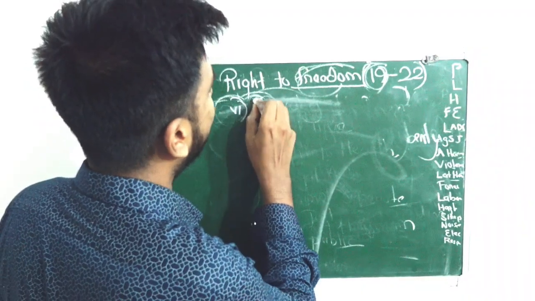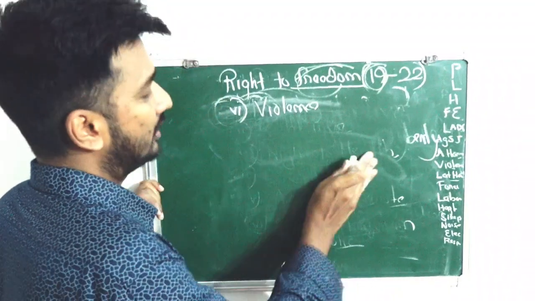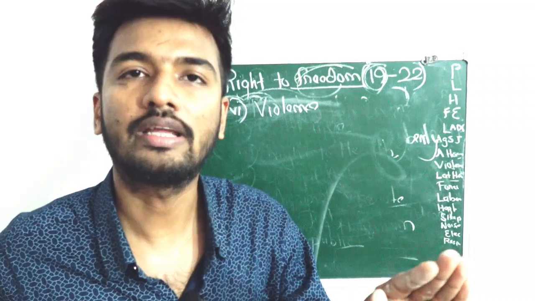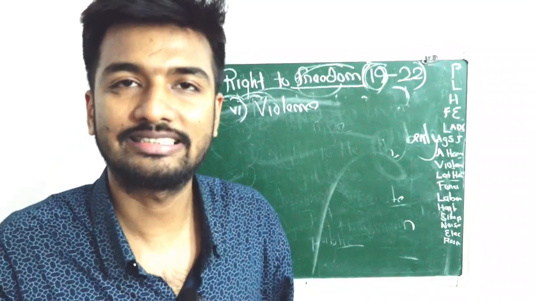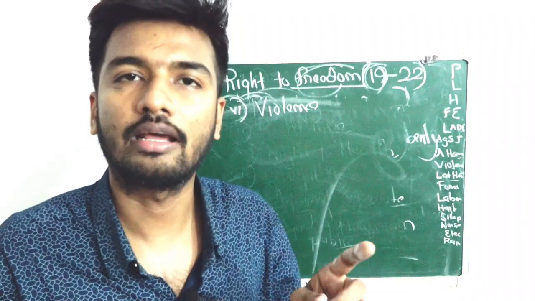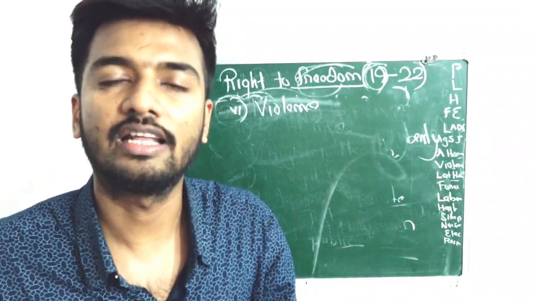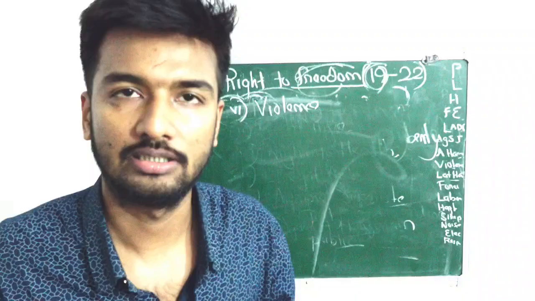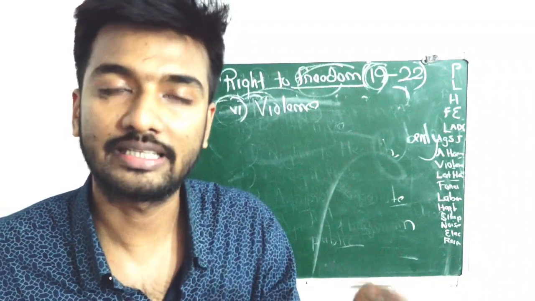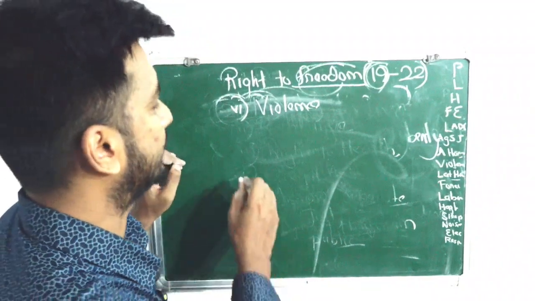Now, seventh, freedom. Seventh is right against violence. So suppose you are in certain situations and you hit a person. That is right against violence. The particular person can go to the court and file a complaint petition against you that you have violated his fundamental right. You chose violence against him. So there will be a case against you. That is right against violence.